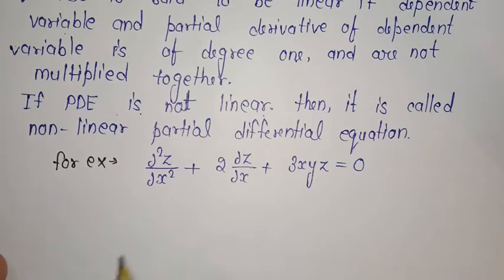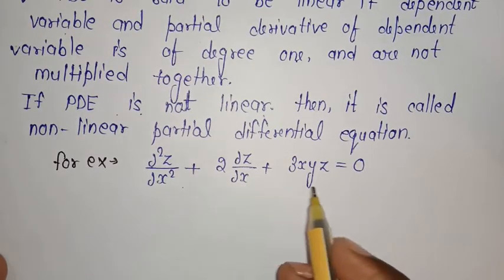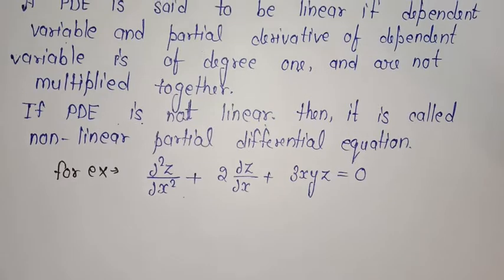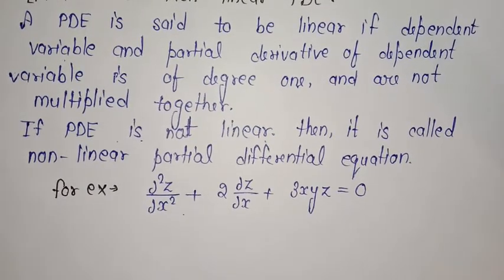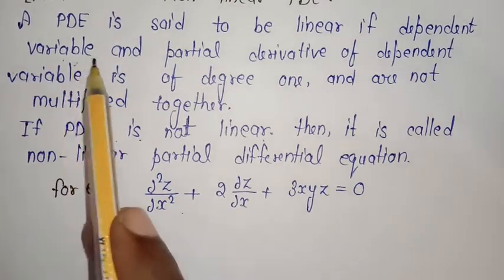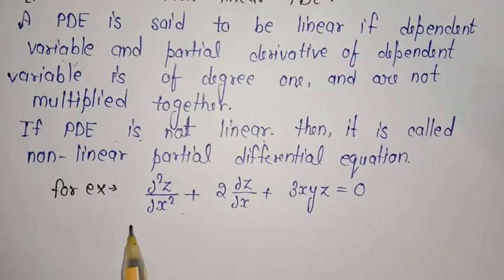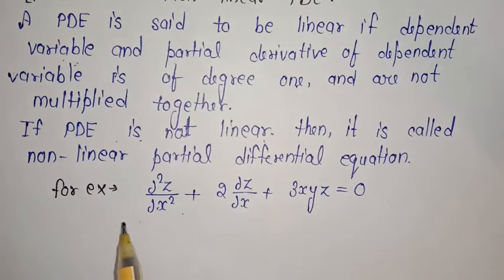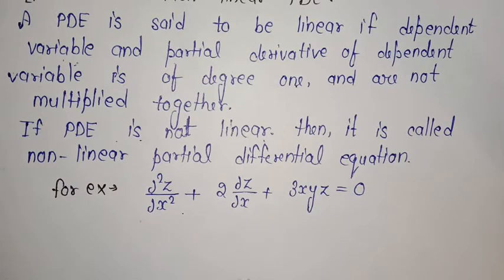So this is a linear partial differential equation because, according to our definition, a linear partial differential equation does not involve the multiplication of the dependent variable and its partial derivatives. So here we can see this differential equation does not involve such types of terms. So this is a linear partial differential equation.